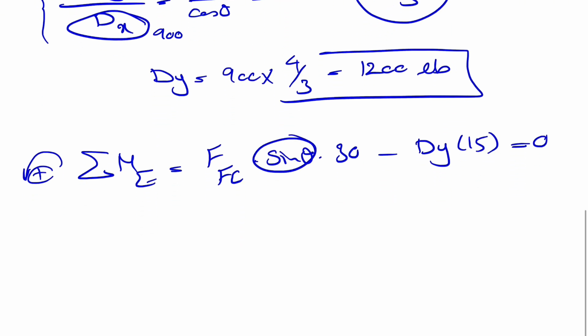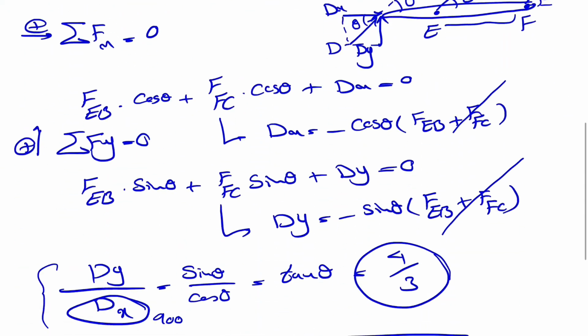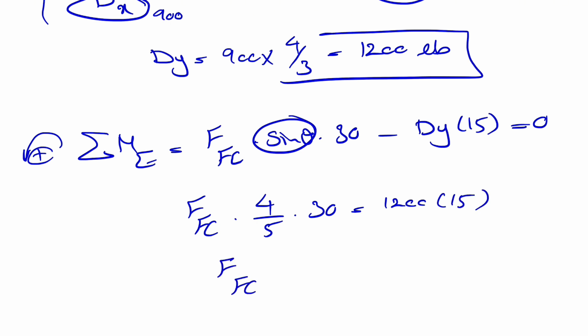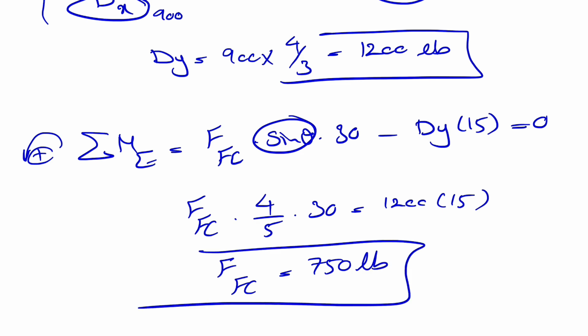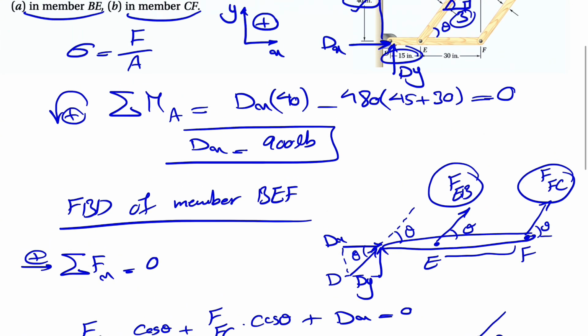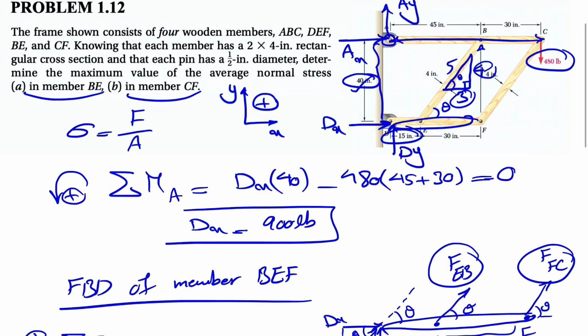Sine of theta is easy to find. It's the opposite over hypotenuse, which is 4 over 5. So basically here we have FFC times 4 divided by 5 times 30 is equal to dy, which was 1200, times 15, and from here we can find FFC is 750 pounds, and we didn't get any negative sign. That shows the direction for FFC was correct. But keep in mind that this is the force that is applied from this member to member CF.